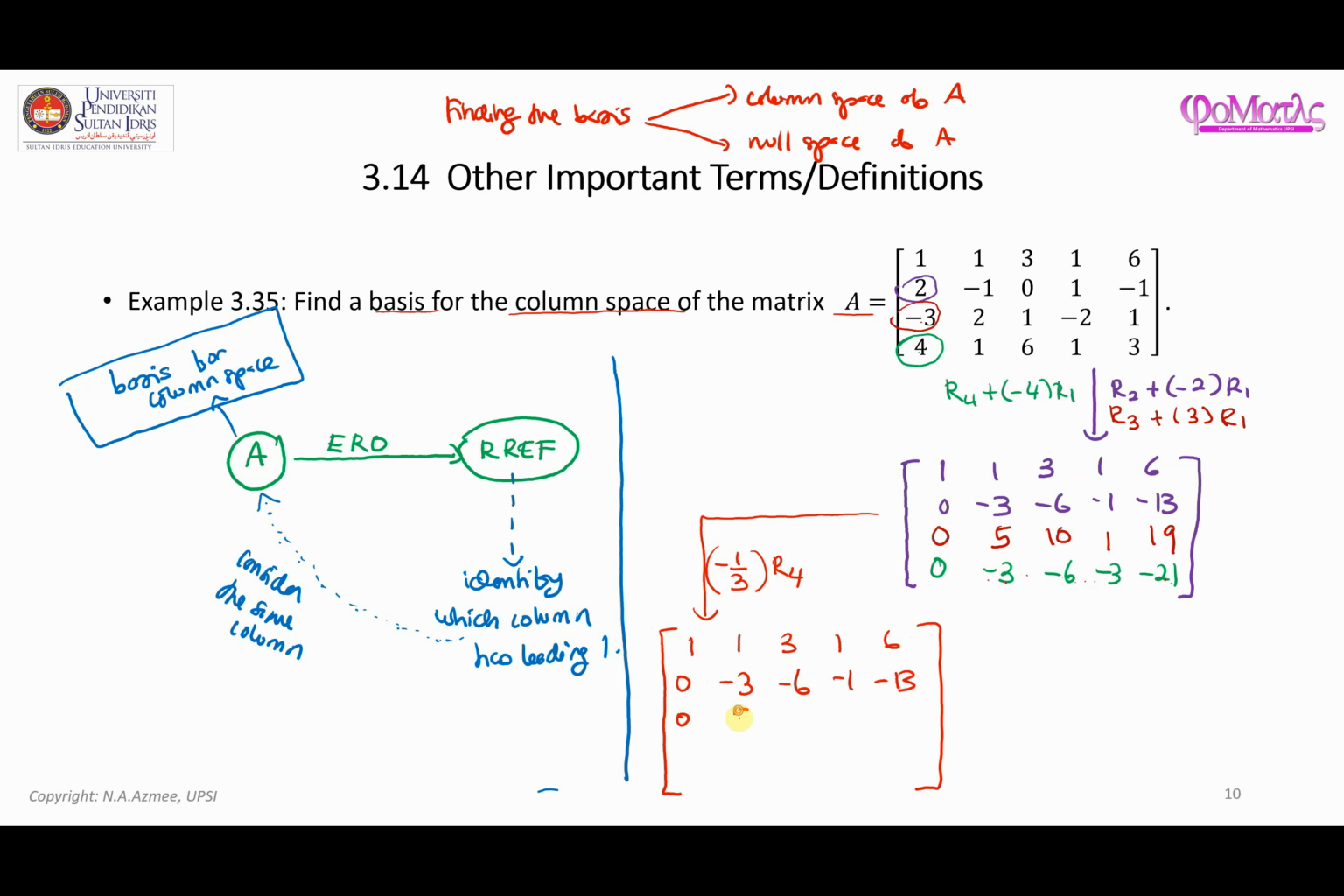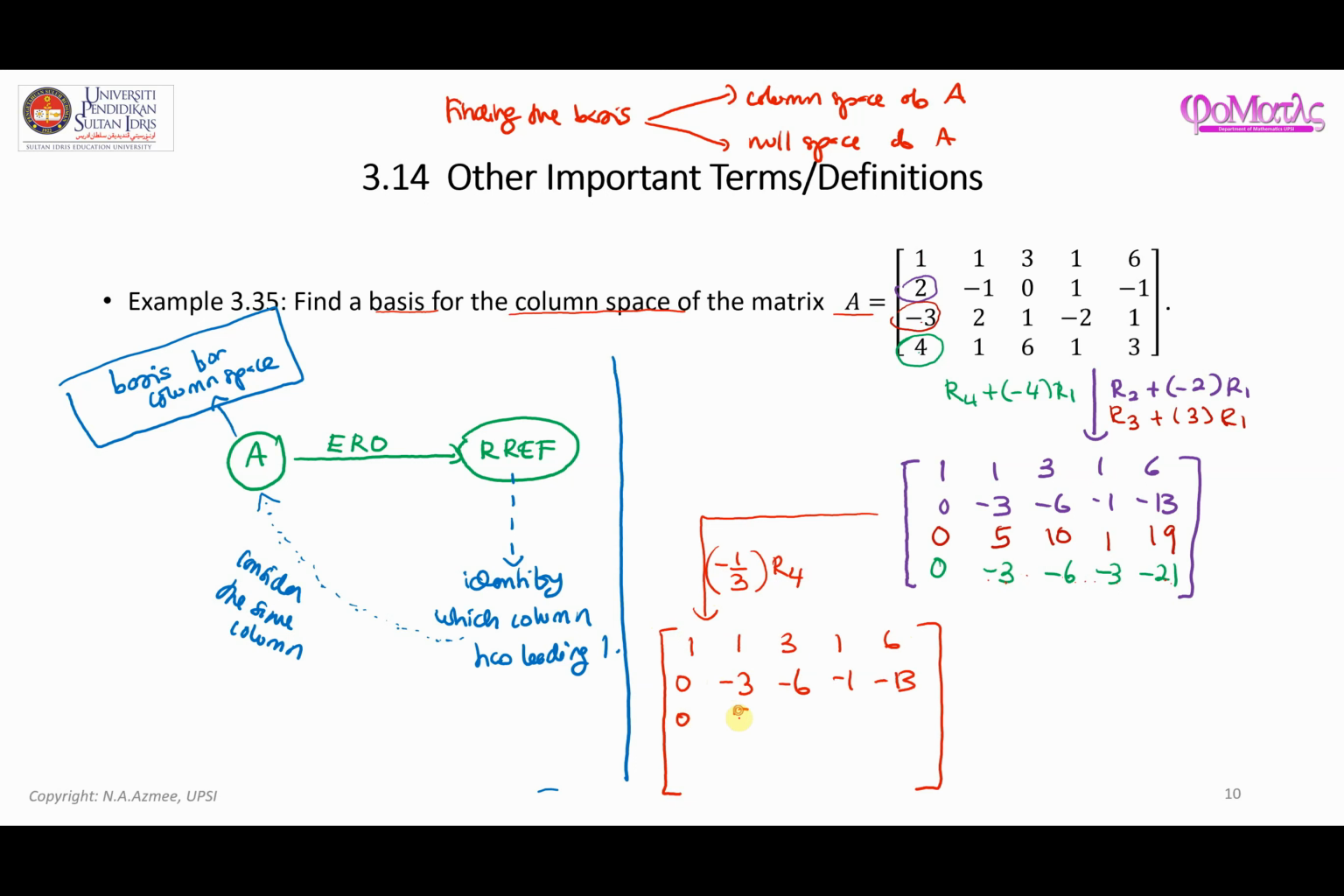Next, what we can do is consider changing this value to 0. So it will be the third row plus -5 multiplied with the second row, and the result is going to be 1, 1, 3, 1, 6, 0, 1, 2, 1, 7, and here it will be 0 minus 0, 5 minus 5, 10 minus 10, 1 minus 5 is -4, 19 minus 35. So that is -16.